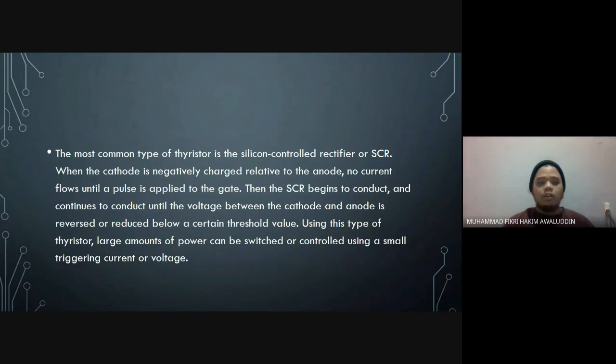The most common type of transistor is the silicon control rectifier, or SCR. When the cathode is negatively charged relative to the anode, no current flows until a pulse is applied to the gate. Then the SCR begins to conduct and continues to conduct until the voltage between the cathode and anode is reversed or reduced below a certain threshold value. Using this type of transistor, a large amount of power can be switched or controlled using a small triggering current or voltage.